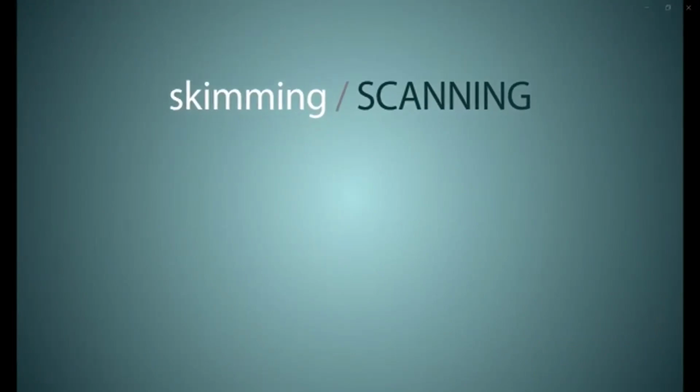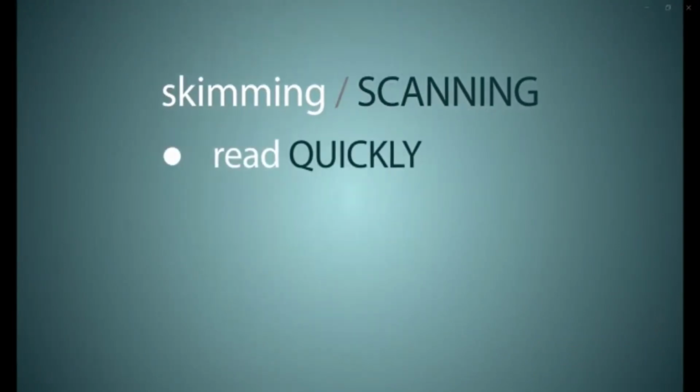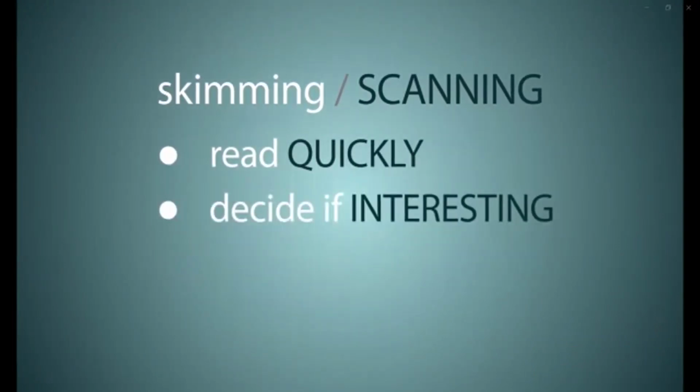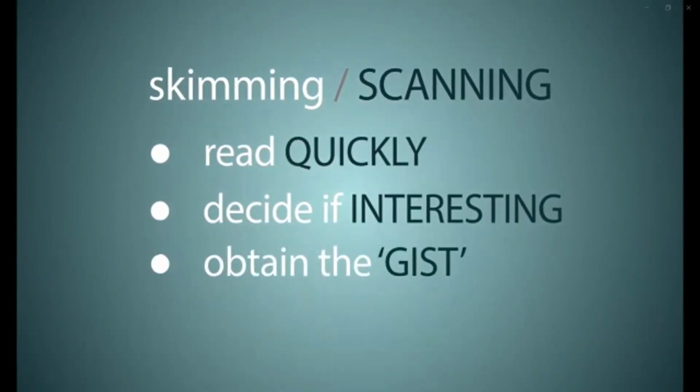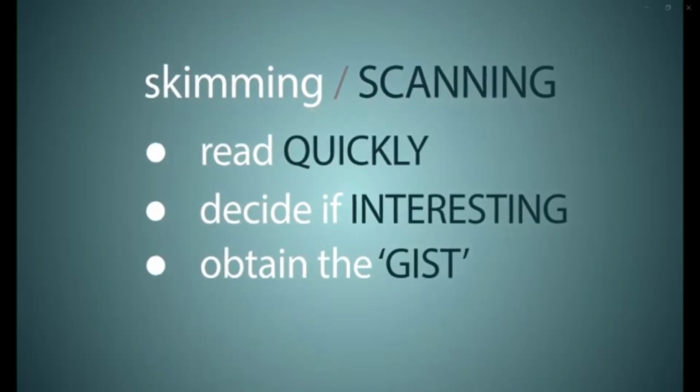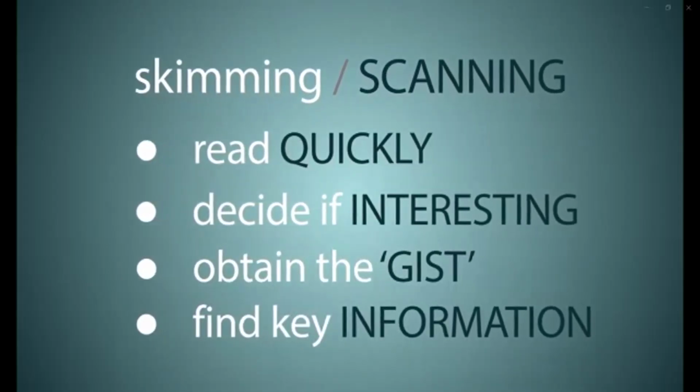Skimming and scanning are fast reading techniques that can help you to read quickly, decide if the text is interesting and whether you should read it in more detail, obtain the gist of a piece of text, i.e., quickly identify its main ideas, find a key piece of information.